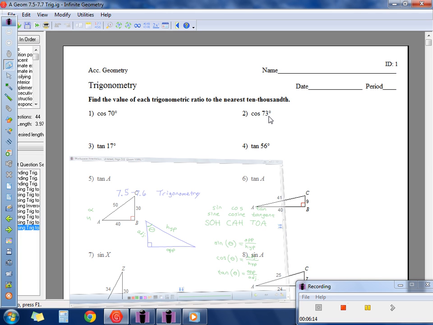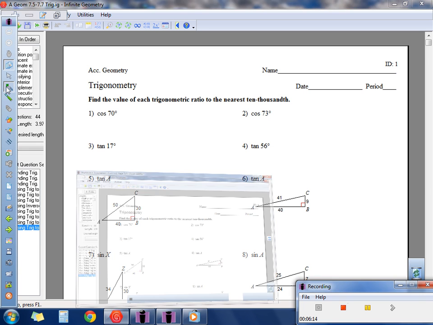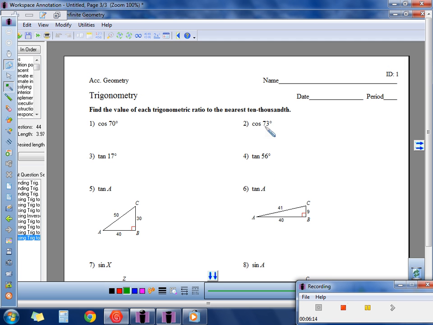When it doesn't give you a picture, you don't need to do all the labeling. You just need to look at it and think about it for a second. This gives you an angle, and it gives you trig. Anytime you have both trig and an angle, you can type it in. So on your calculator, you can hit the cosine button, type in 73, and then hit enter, and you're going to get a decimal. And it says it wants the decimal rounded to the nearest 10,000.